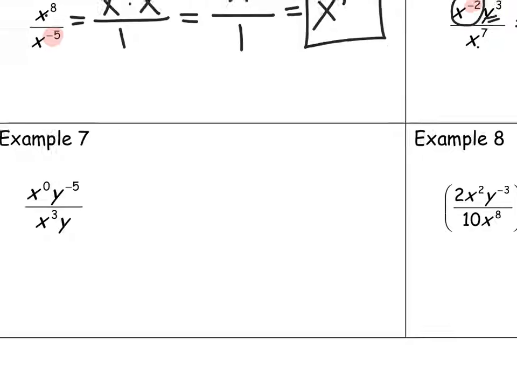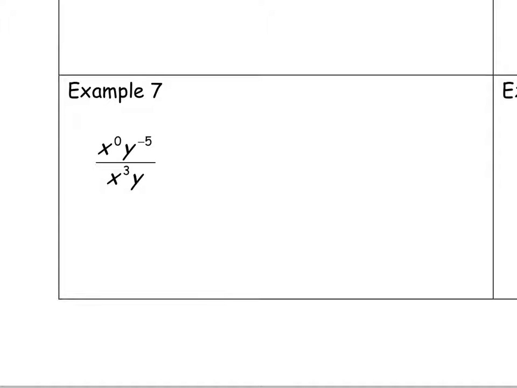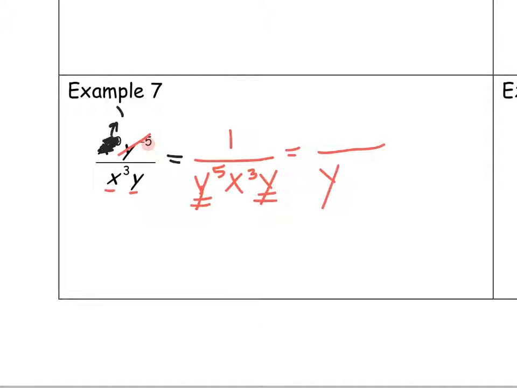All right, example 7. So I have an x to the 0 in this problem. We know that's just 1. Again, I like to just cross it off. It doesn't affect the problem at all. y to the negative 5th is going to end up in the denominator. So I'm going to rewrite my fraction bar. I'm going to put y to the 5th down here, right? And also down here I have x cubed, and I have just a y. Nothing left in the numerator, so I'll put a 1. Combine these, y to the 5th and y. That in total is y to the 6th and x cubed, and a 1 on top.